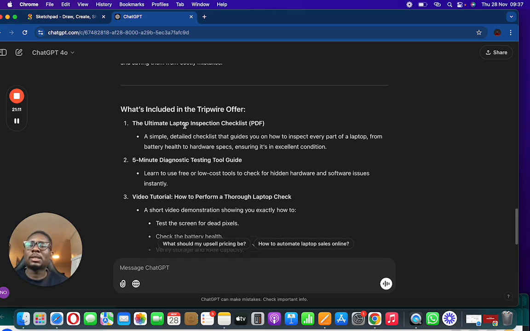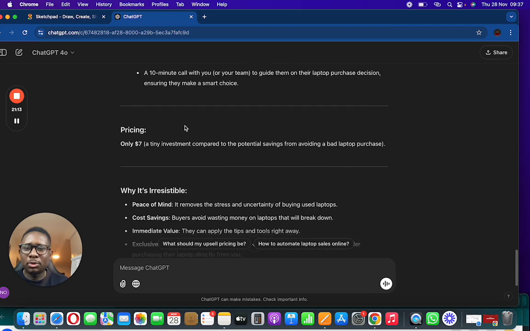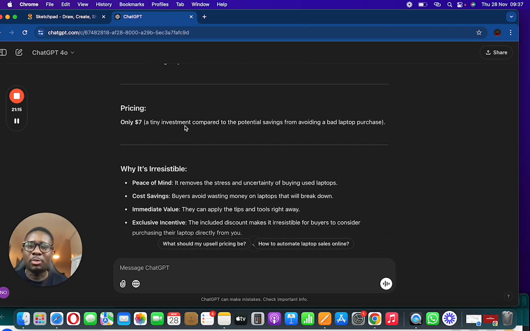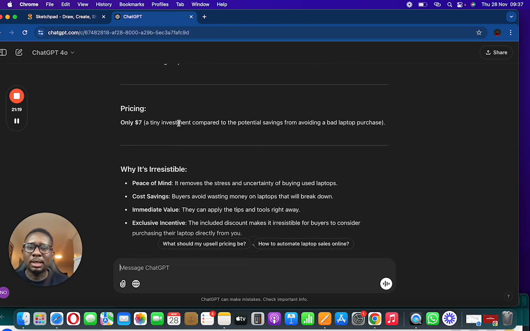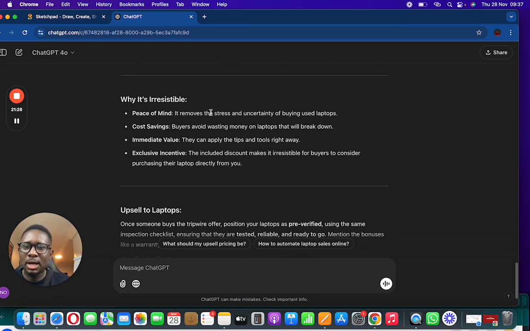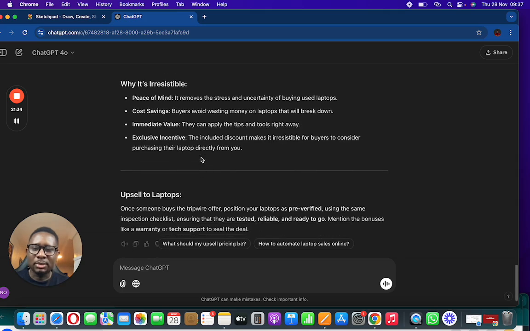So this is a bundle, and it also recommended a price point for us. It said only $7. Okay, so we can sell this as a tiny investment compared to the potential savings from avoiding a bad laptop purchase. It even gives us the angle that we can use to sell this, and then why it's irresistible: peace of mind, cost savings, immediate value, exclusive incentives, right?